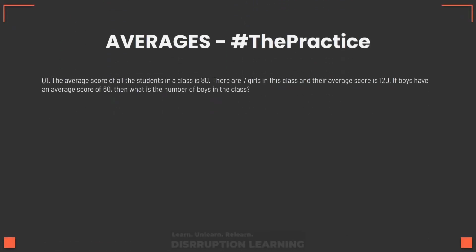Now, here is the first question. As per this question, the average score of all the students in a class is 80. There are 7 girls and their average score is 120. If the boys have an average score of 60, then what is the number of boys in the class?